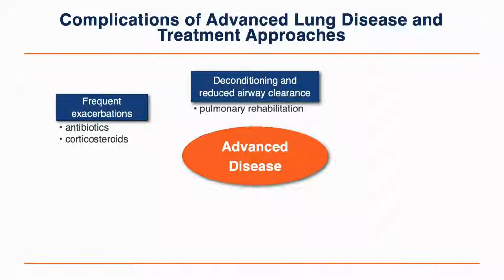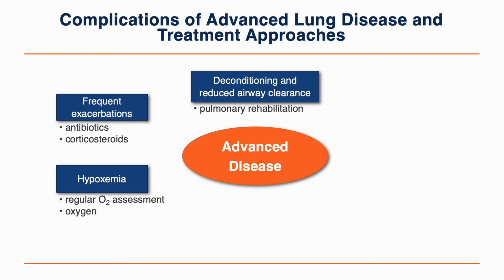As exacerbations become more frequent in advanced lung disease, we oftentimes will use antibiotics more frequently, and not uncommonly we'll use steroids to help dampen inflammation and preserve lung function.